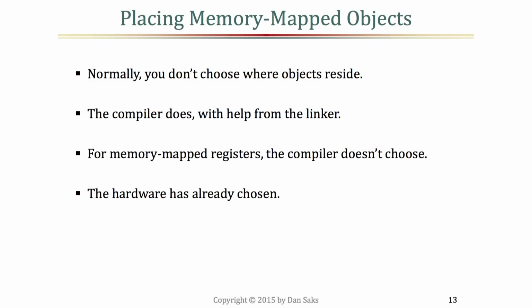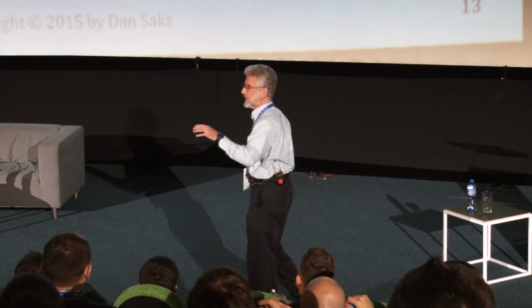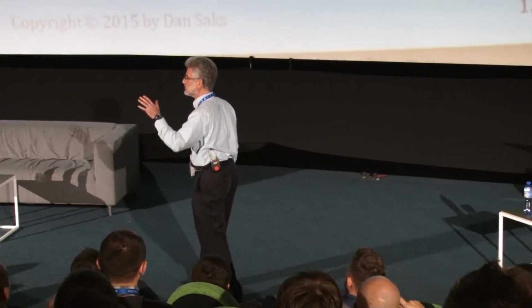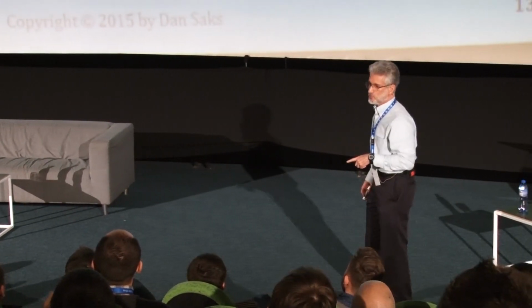Next. Now, here's what's conceptually very interesting about this: normally you don't choose where the compiler puts objects. You write declarations that you put at global scope or in a namespace or local to a function, and the compiler says, okay, I'll take it from here. I will figure out where to place these objects. I may get some help from the linker, but you don't say, I want this thing to reside at this specific address. Next. But for memory mapped registers, the hardware has already chosen where those locations are.